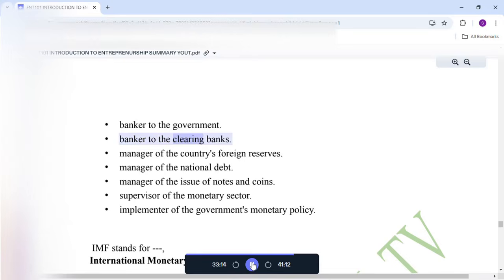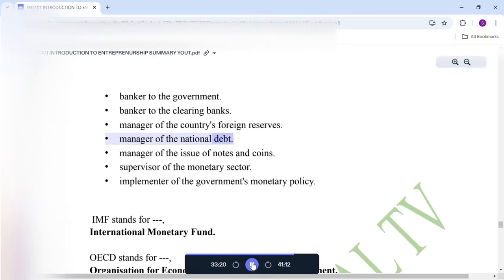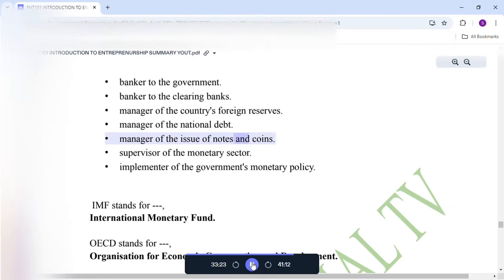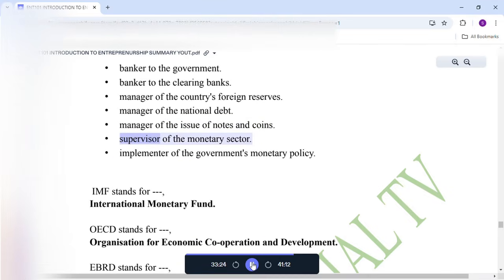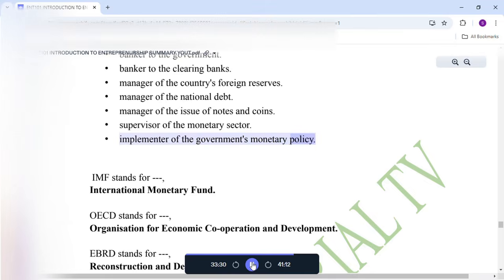Banker to the government. Banker to the clearing banks. Manager of the country's foreign reserves. Manager of the national debt. Manager of the issue of notes and coins. Supervisor of the monetary sector. Implementer of the government's monetary policy.